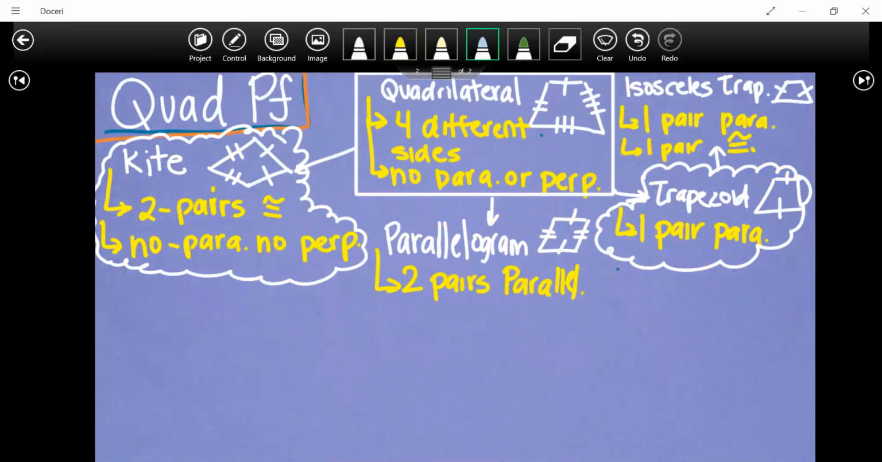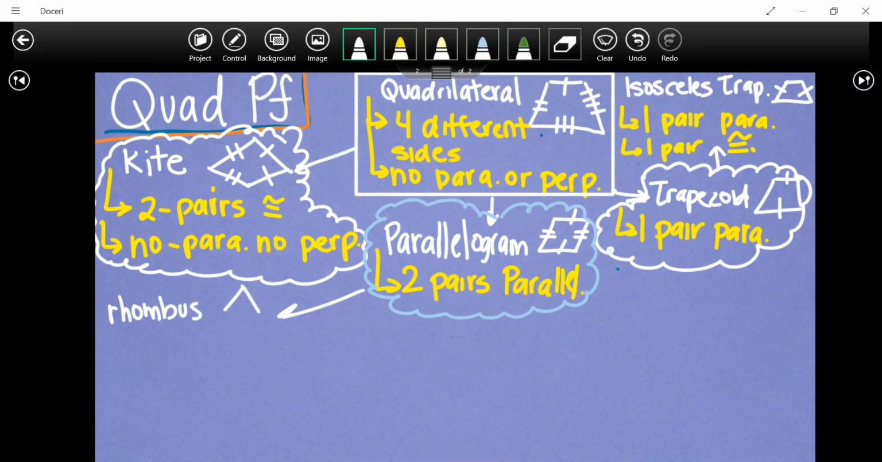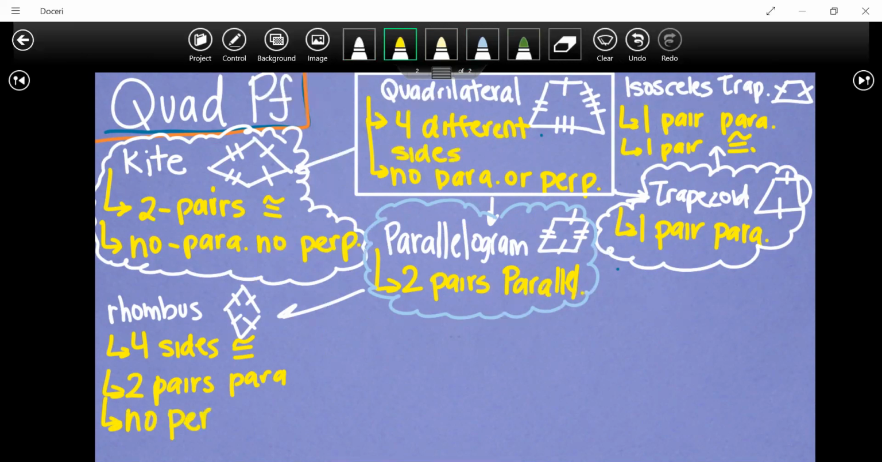Here we go. So from a parallelogram, I'm going to do a little fancy bubbles. From there, we're going to have one type of thing, the first one being a rhombus. A rhombus has all four sides congruent, two pairs parallel, no perpendicular. So not perpendicular on any of the sides.